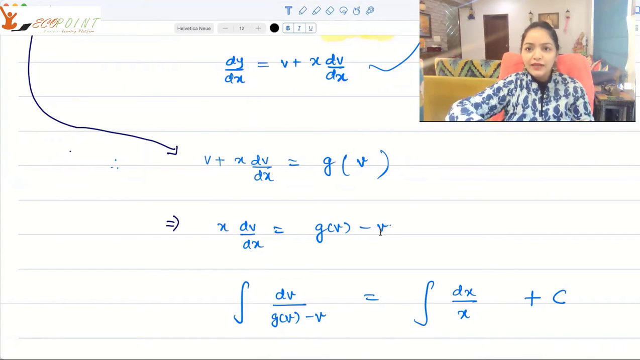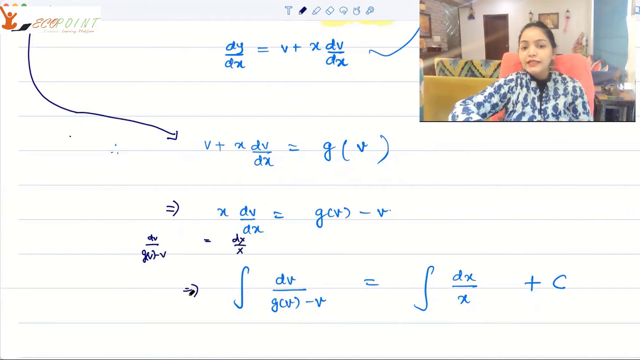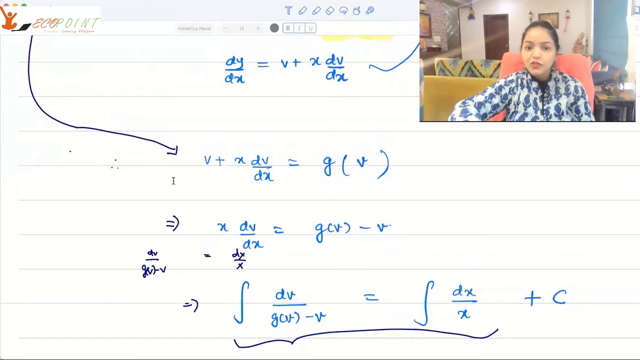Can you see that we have sort of two variables here and we can separate them out? So yes, we'll have something just in terms of v and something just in terms of x. So let's just separate it out. This means that I have dv upon g(v) minus v equal to dx upon x, or we can talk about integrating on both the sides. We've already done the separable variable case. So integrating on both the sides, this is what you will get.